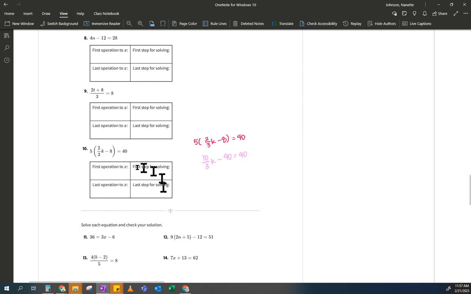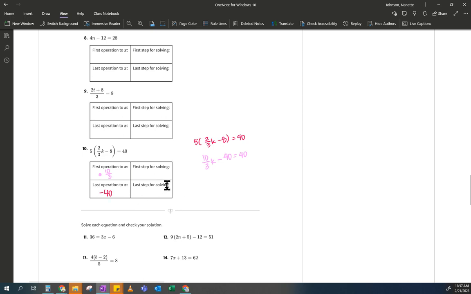Okay, so now I'm going to start solving. So what's the first thing that's happening to k here? Well, it's being multiplied by 10/3. So I'm going to put multiply by 10/3. And then what's going to happen is we're going to subtract 40. So we're going to put subtract 40. Trying to use different colors so you guys can all see how that works.